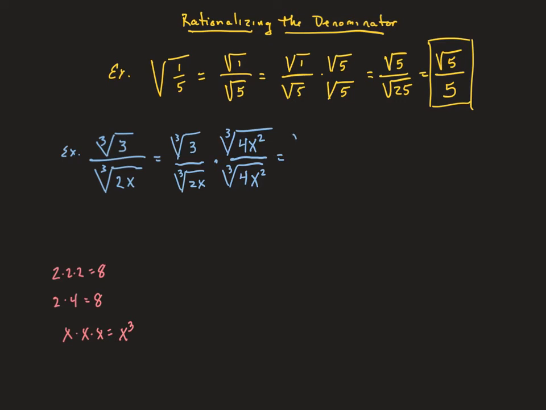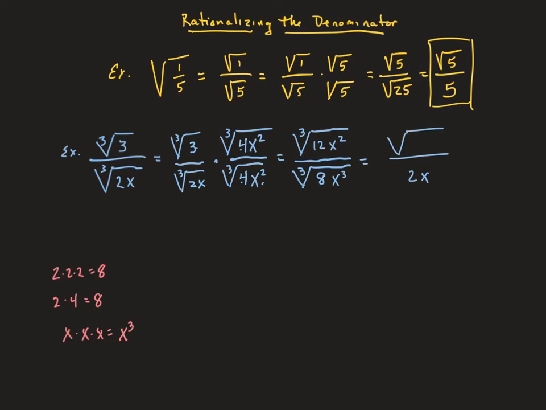And now I'm going to go ahead and multiply it out. So let's see where we're at. We have the cube root of 4 times 3, which is 12x squared, over the cube root of 2 times 4 is 8, which is what we're looking for, a perfect cube, and then x to the first times x to the second, which is going to give me x to the third. So now I can actually find the cube root of that denominator, and that is going to be 2x.